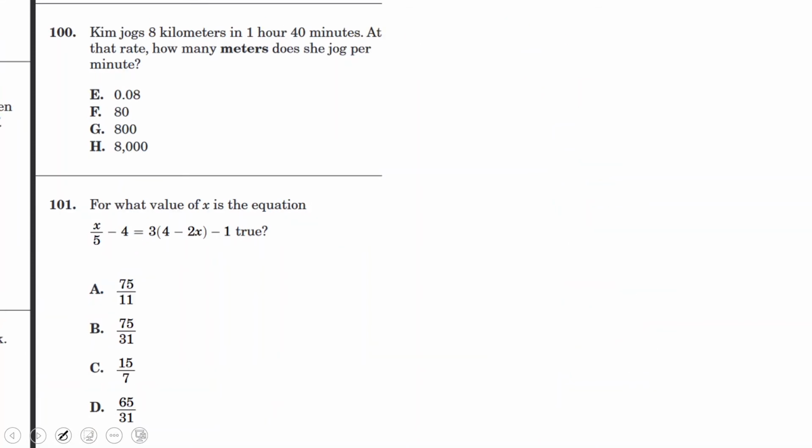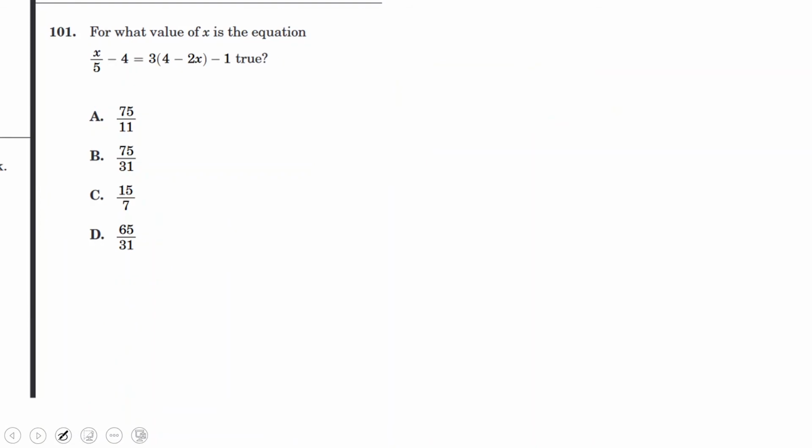Next, Kim jogs 8 kilometers in 1 hour and 40 minutes. At that rate, how many meters does she jog per minute? So we got 8,000 meters over 100 minutes. So 8,000 over 100, that's 80 meters per minute. So that's F.